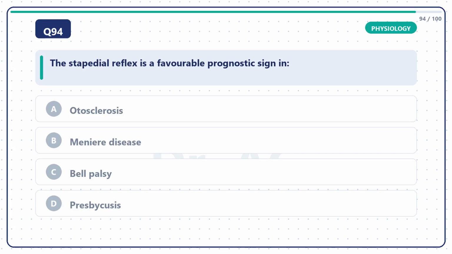Respiration. Question 94. The stapedial reflex is a favorable prognostic sign in option A. Otosclerosis. Option B. Meniere disease. Option C. Bell palsy. Option D. Presbycusis.